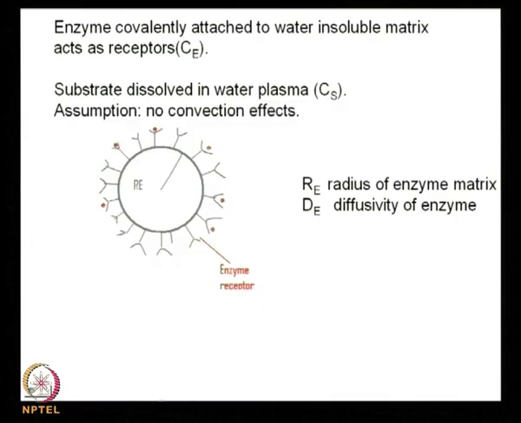Going back to the picture, this is my matrix, Re is the radius of the enzyme matrix, D is the diffusivity of the matrix, and your enzymes are the red dots out here, with the receptors bound to it. The substrate is in the plasma or the water, whatever is surrounding it, typically plasma if it is in a biological system. What do you think would be the process here? Let us talk about the process first before we try to do any calculations. How are things going to happen?